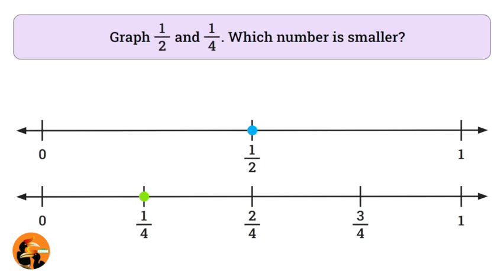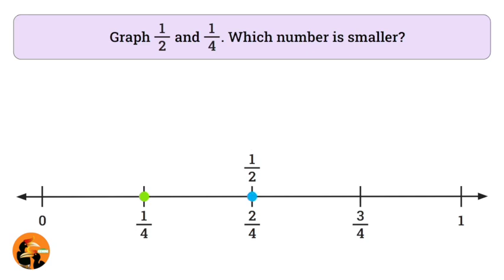Now, in order to compare these fractions, let's put these number lines together. We can see that the fraction 1/2 is in the exact same spot as the fraction 2/4. That's because the two fractions are equivalent. Now, to determine which number is smaller, we find the fraction farthest to the left. Since 1/4 is farther to the left, 1/4 is smaller than 1/2.